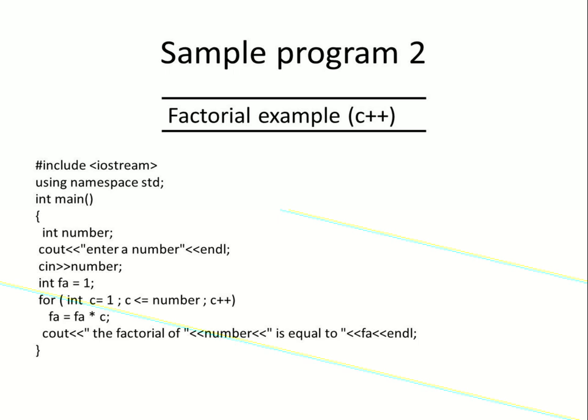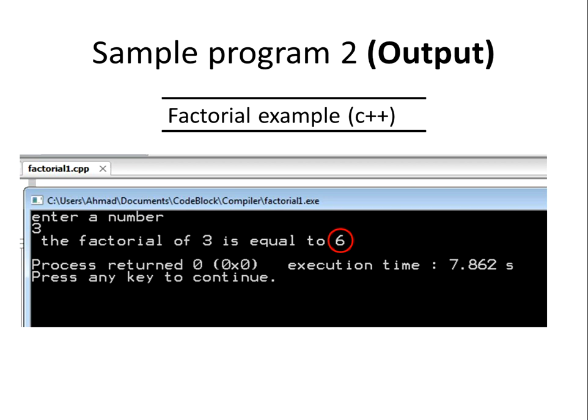So this is how we can find the factorial of any input number using a for loop. Enter a number, the user entered 3. Here the program calculates the factorial of 3, which is 6, which is basically the product of 1 multiplied by 2 multiplied by 3.